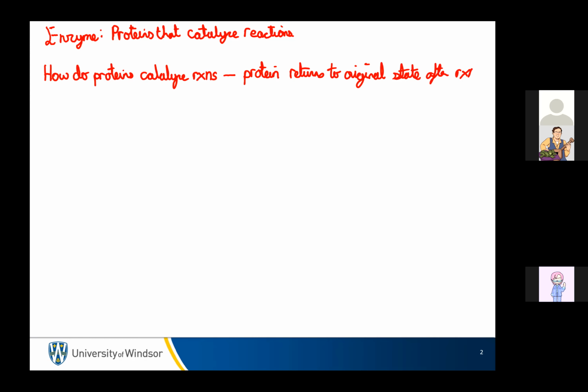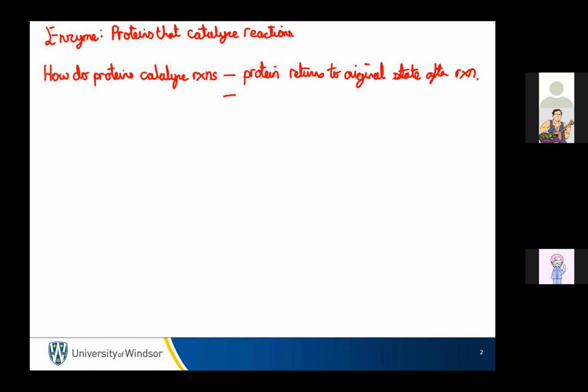This is just for any protein. I know that hopefully we're on firmer ground for a lot of you. Anyone here who's more on a biochemistry side, you talk a lot about enzymes and proteins. So a protein returns to its original state after the reaction. Completely true. Doesn't say how the protein catalyzes the reaction, though.